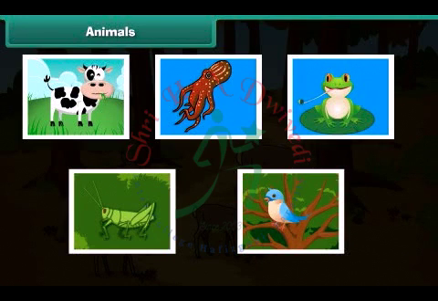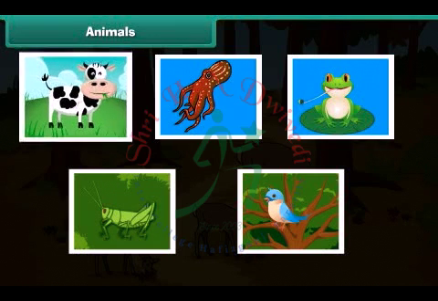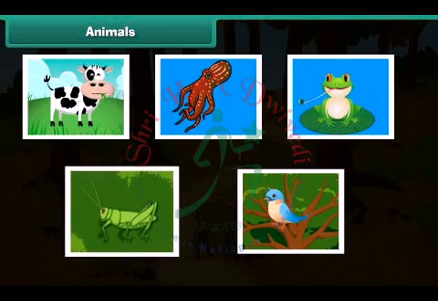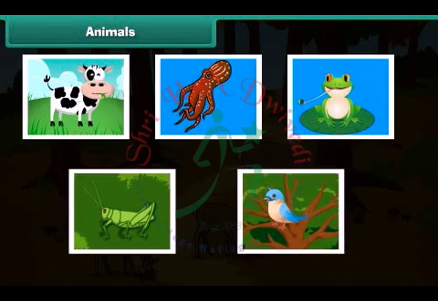There are different types of animals living on this planet. These are land animals, water animals, amphibians, insects, and birds. Let us know more about them.